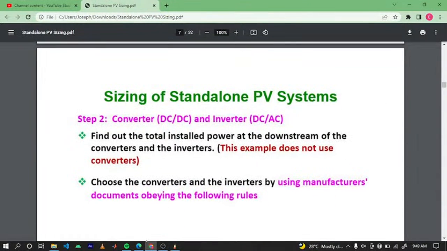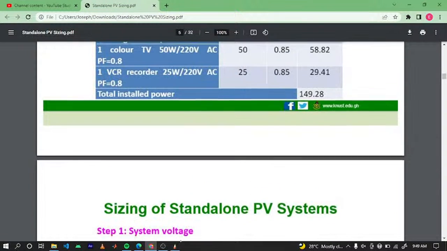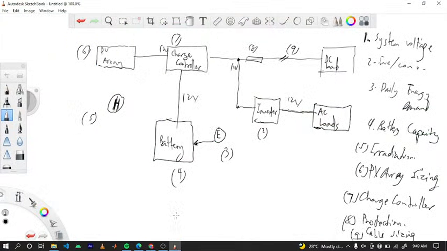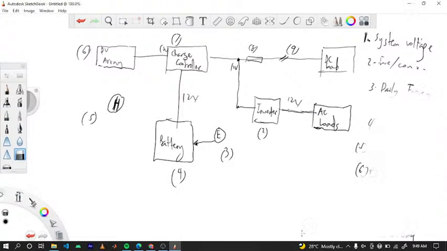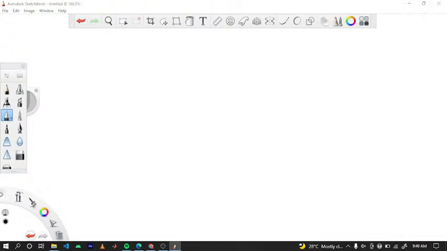Okay, the second step is for us to size our converters and inverters. So what should the rating of the converters be? How do we know the rating of the converters that we produce? Let's see how we know that.